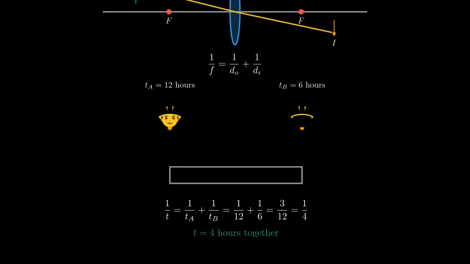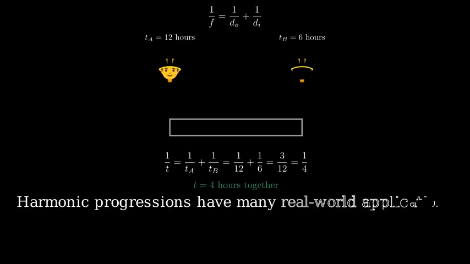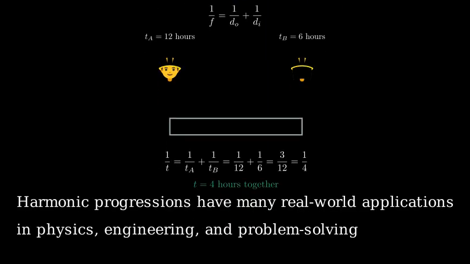Another practical application is in work rate problems. If person A can complete a job in a time t_a and person B in time t_b, then working together, they can complete the job in time t, where 1 over t equals 1 over t_a plus 1 over t_b. In conclusion, harmonic progressions may seem abstract, but they have many practical applications in various fields of science and engineering.